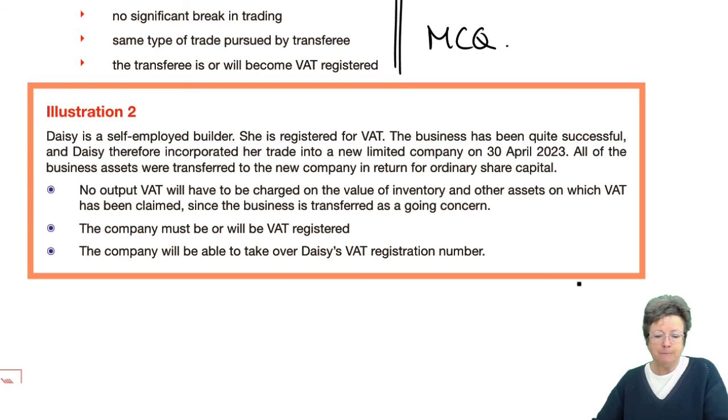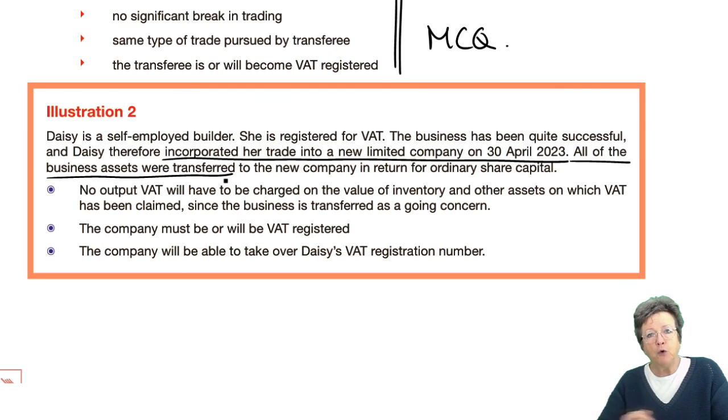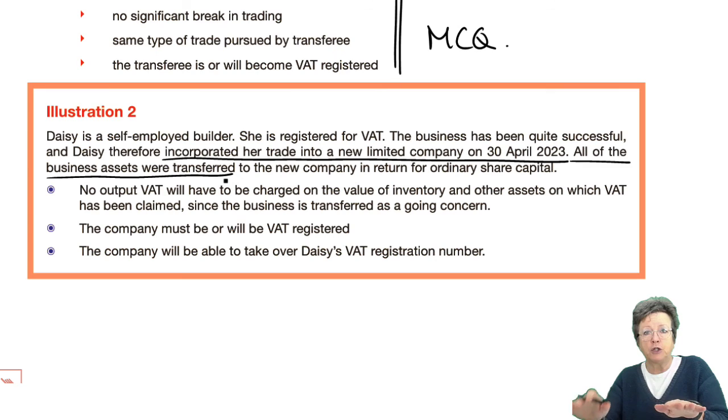Got an example here of Daisy, a self-employed builder. Good for her. She's registered for VAT. Business is quite successful and she's decided to incorporate her trade into a new limited company on that date. All the assets are going to be transferred. Now you'll do more on incorporation and all the consequences of that when you do advanced tax. But it basically means you go from being a sole trader to being a limited company. So you change from paying income tax to paying corporation tax. All sorts of consequences of incorporation, but obviously the rate is much lower at 19%.